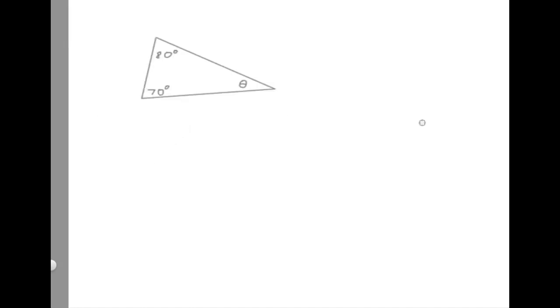So how about in this triangle, which side is the hypotenuse and which are the legs? Where's the hypotenuse and where's the legs? I hope you thought about that. That was a trick question.